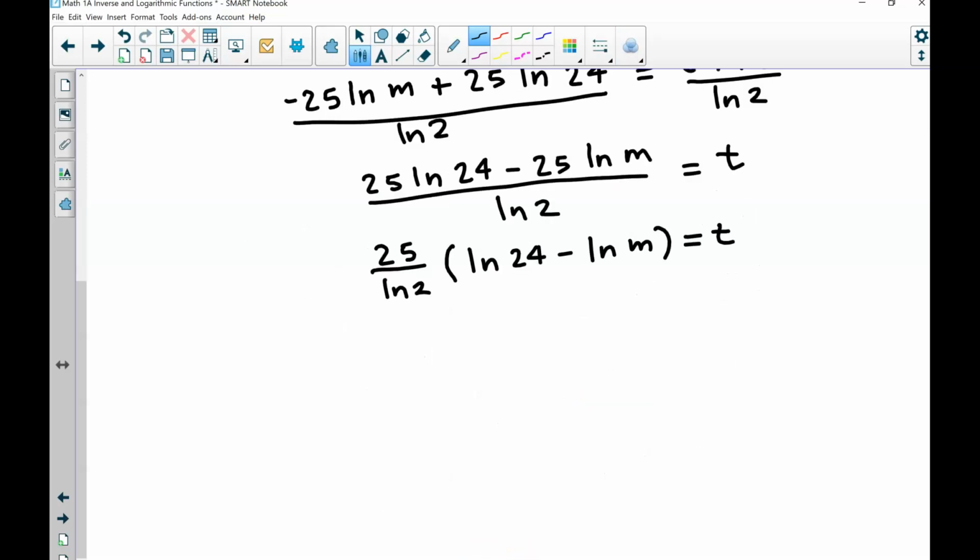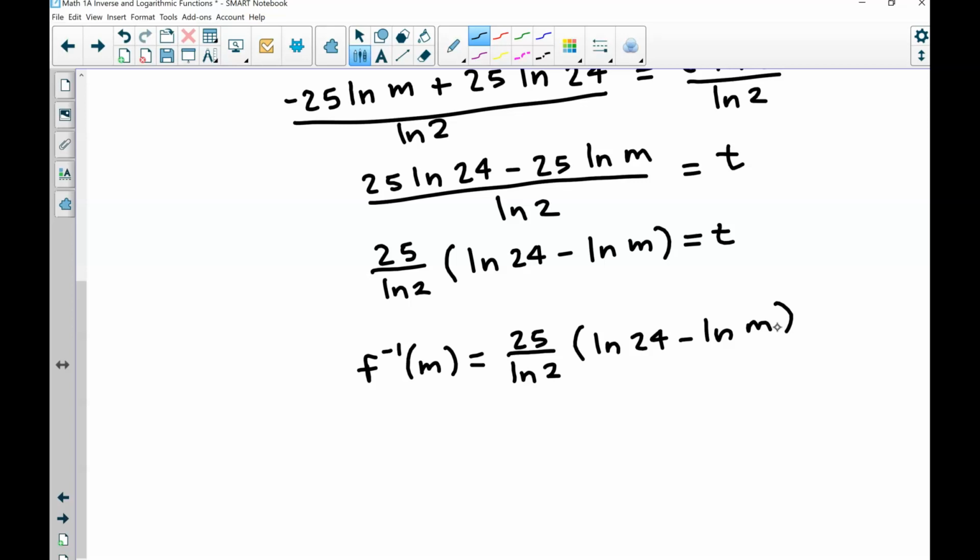So what can we determine from this? Well, we can say that t represents the inverse of m. So f inverse of m would then be 25 over the natural log of 2 times the natural log of 24 minus the natural log of m. And so what this function gives is the time required for the mass to decay to m milligrams.